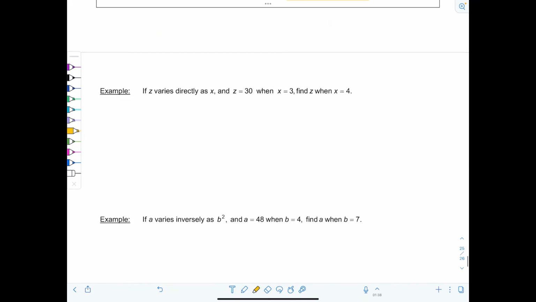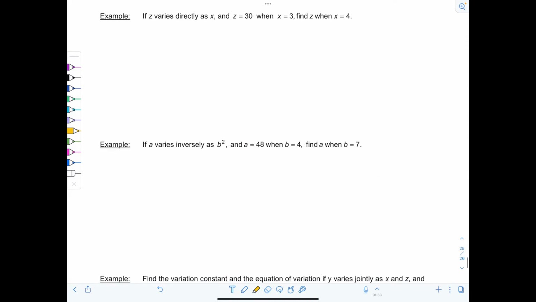All right, here we go. These aren't too bad, believe me. If z varies directly as x and z equals 30 when x equals 3, find z when x equals 4. Don't get that glazed look in your eyes just because there's words in a math problem, okay? Pull yourself together. You can do this. There's 3 parts here. Z varies directly as x. Z equals 30 when x equals 3. And then find z when x equals 4.